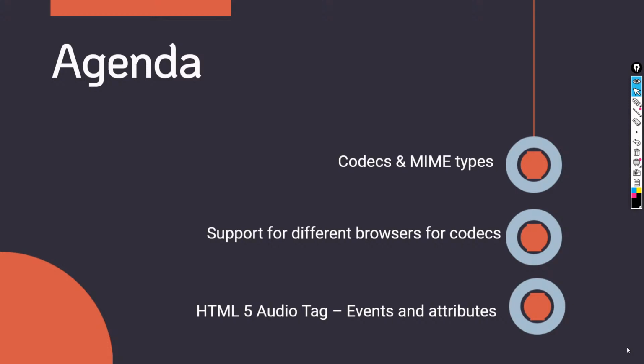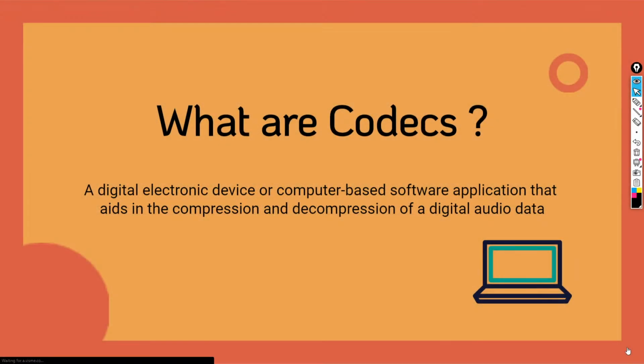So every codec that you see, let's say, what are codecs? It's a digital electronic device or computer-based software application that aids in compression and decompression of digital audio data, or even for that matter the video data as well, right? Each codec offers its own advantages and drawbacks. Each container may also have its own positive and negative features affecting the decision of which to use.